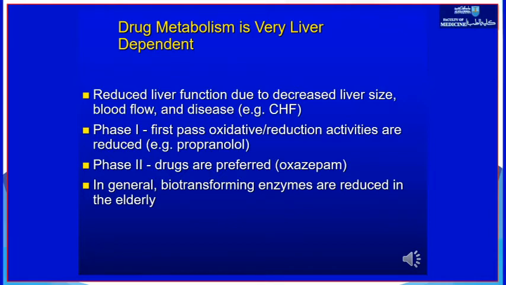Also, there are changes in drug metabolism: reduced liver function due to decreased liver size, blood flow, and due to disease such as congestive heart failure, causes changes in drug metabolism. Phase 1, first pass oxidative reduction activities are reduced. So this is particularly important when we're talking about drugs such as propranolol. Phase 2 drugs are preferred. In general, biotransforming enzymes are reduced in the elderly, and of course the commonest biotransforming enzyme that you probably know is the cytochrome P450.